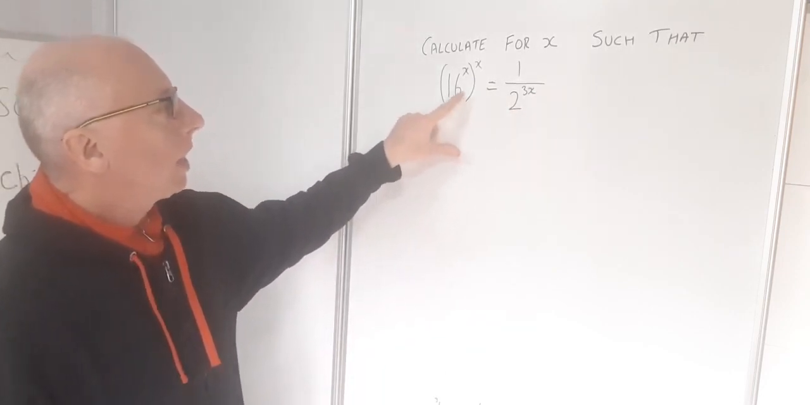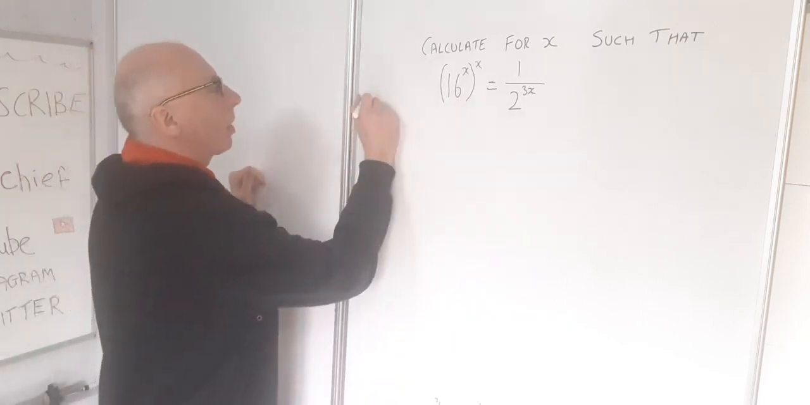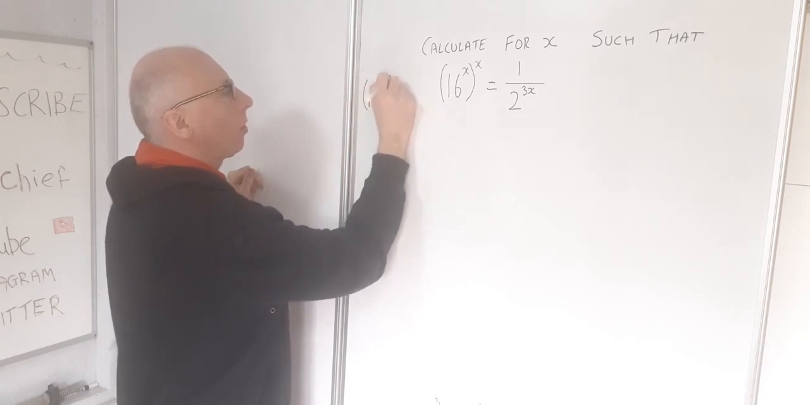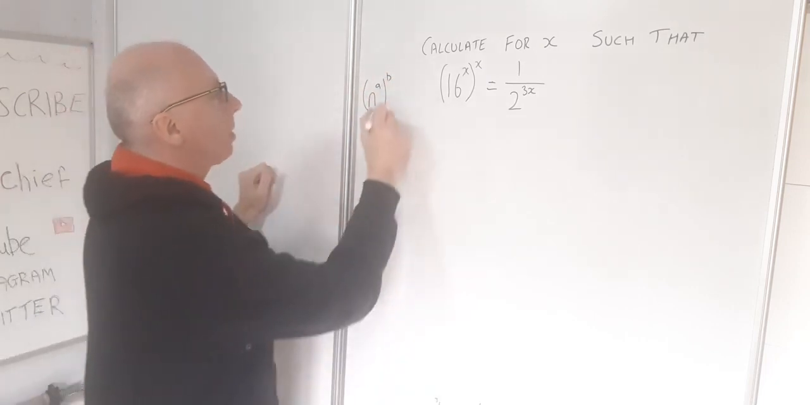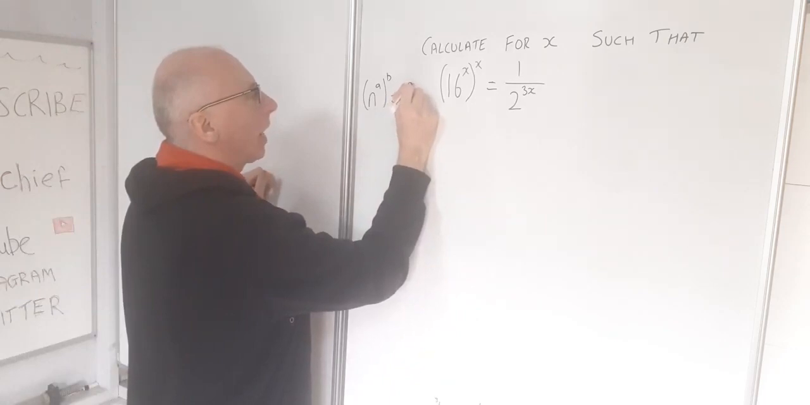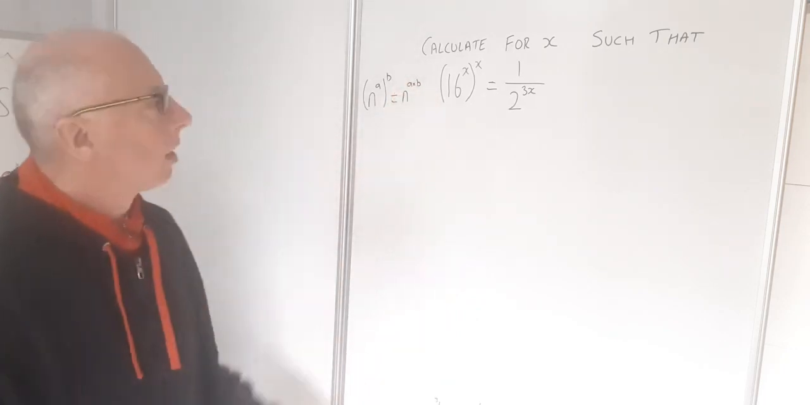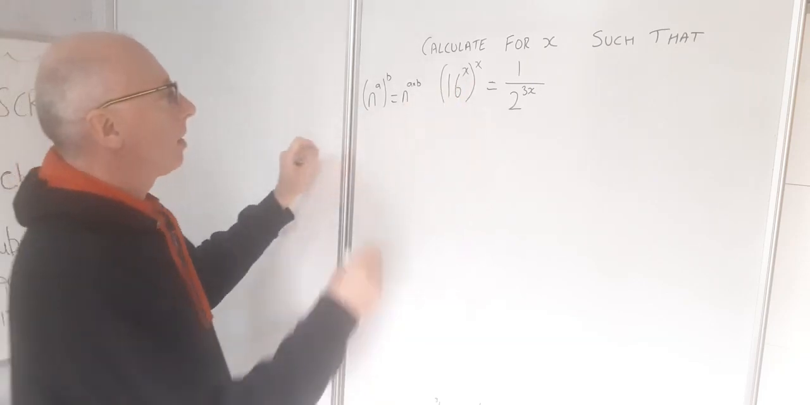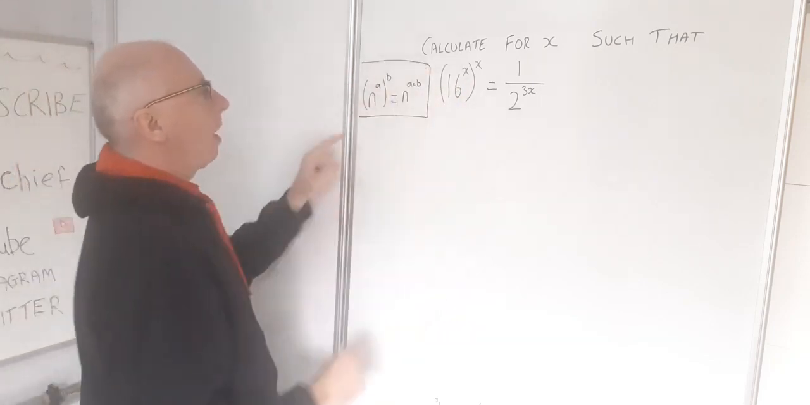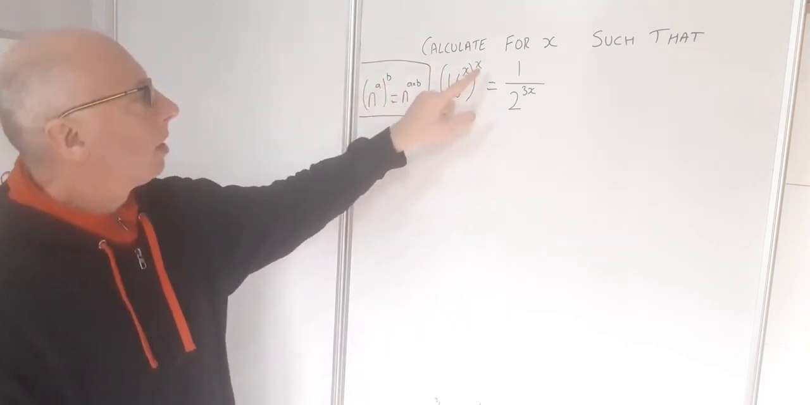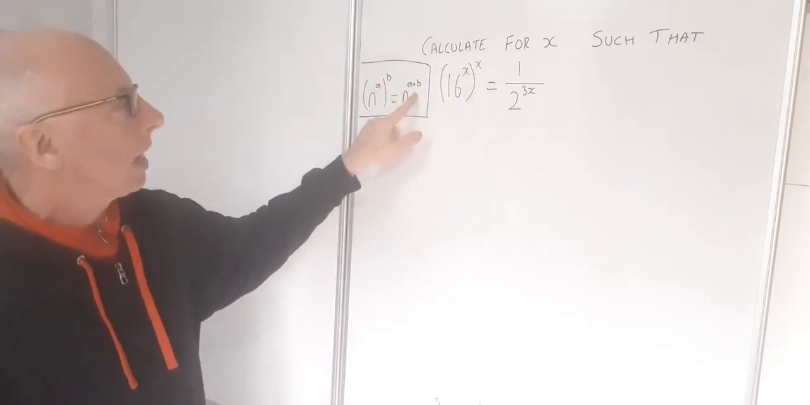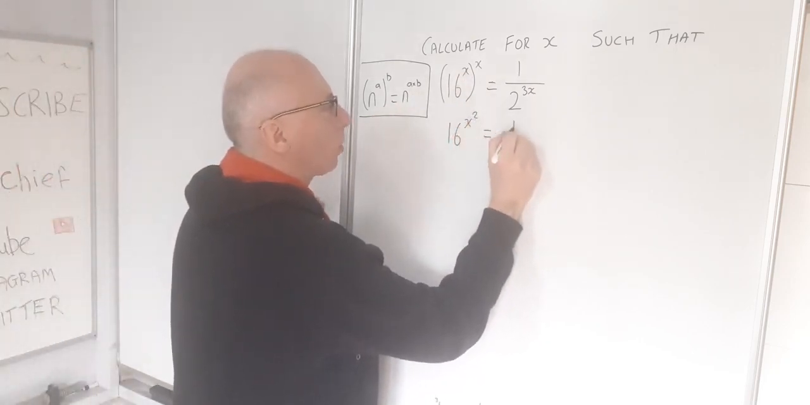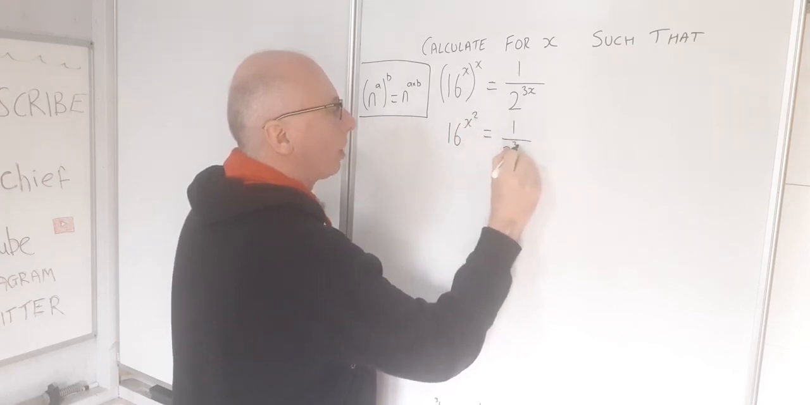So if we take this side first, so we've got a number n, and that will be to the power of a, and then the whole thing to the power of b. What that is equivalent to is n to the a times b. So let's deal with that one first. So let's rewrite that using this indice law here. So here our a and our b are both x. So x times x, as here, is just x squared. So let's write that 16 to the x squared equals 1 over 2 to the 3x.